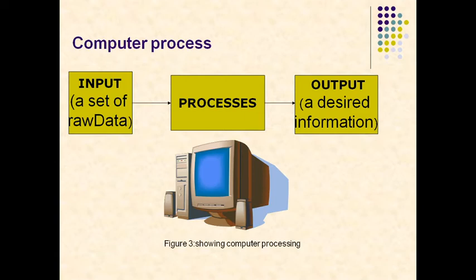Okay students, let us proceed to the next slide. So what is the computer process? Computer process is nothing but you are entering the input, a set of raw data, it processes and outputs the desired information. So this is a picture of a computer. This is a monitor. You can say this is the CPU. These are sound boxes.